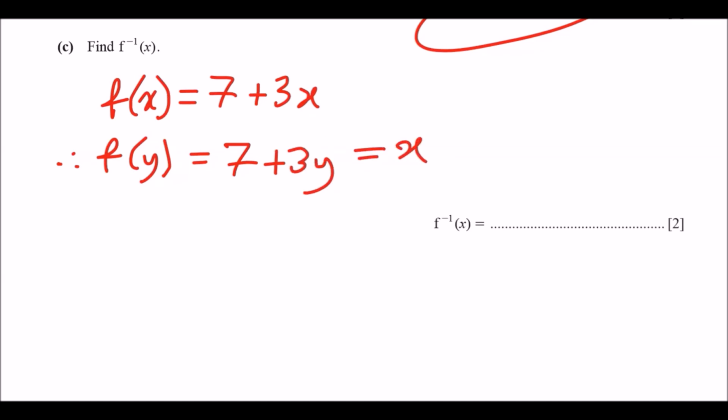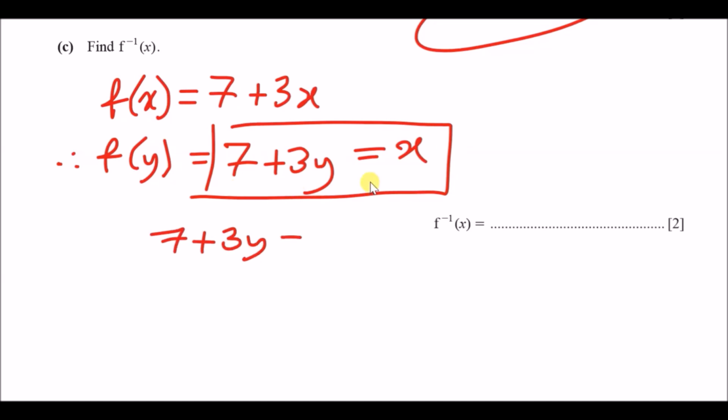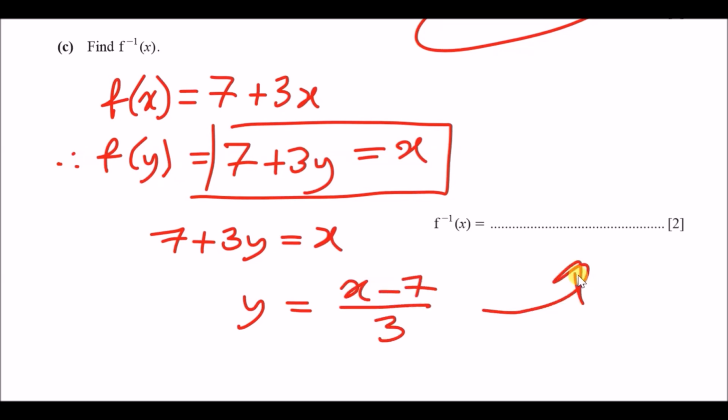And when you do this, the aim is to always rearrange and make y the subject, because when you rearrange and make y the subject, you automatically obtain the inverse. And that's it, guys, you're done. So let's go ahead and solve that equation. Yes, so 7 plus 3y equals x. Rearranging this, we could minus 7 across and then divide by 3, and you're going to have y equals x minus 7 over 3. And that's going to be x minus 7 over 3. And we're done.